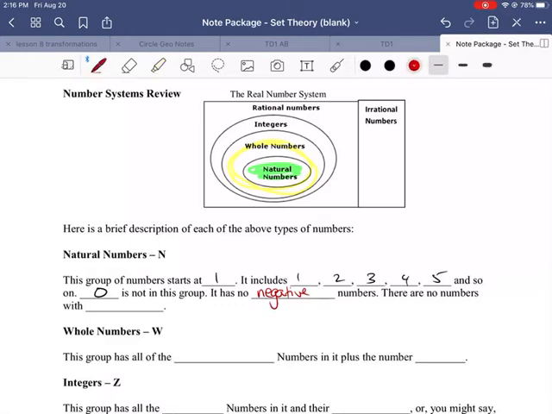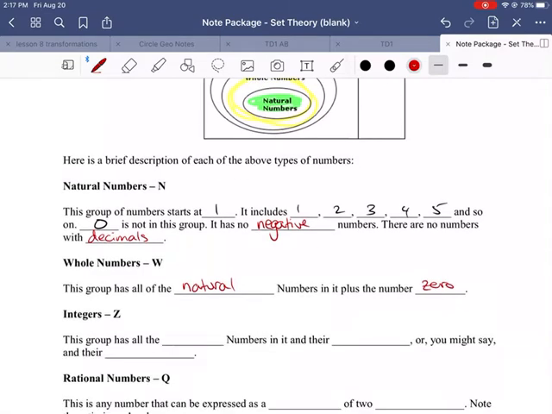The next set of numbers is the whole numbers, and that includes the natural numbers. It has one bit of a difference, okay? Whole numbers, this group has all the natural numbers in it, plus 0. So it's one thing bigger. None of these numbers are decimals. They're just the counting numbers.